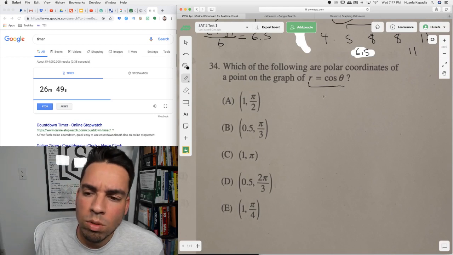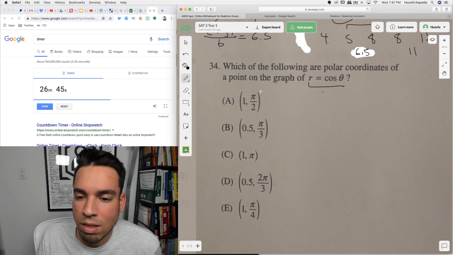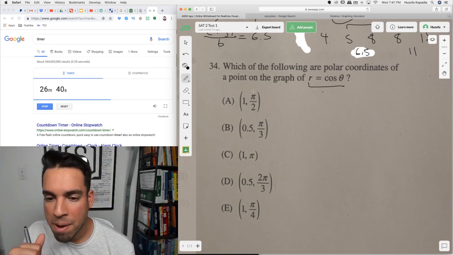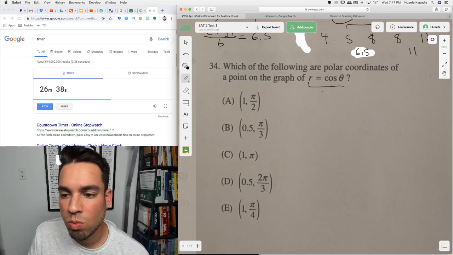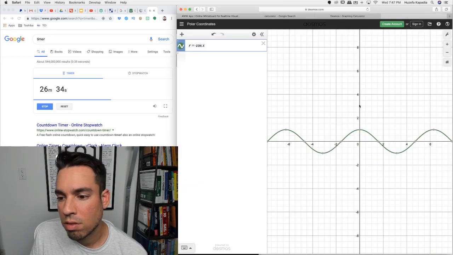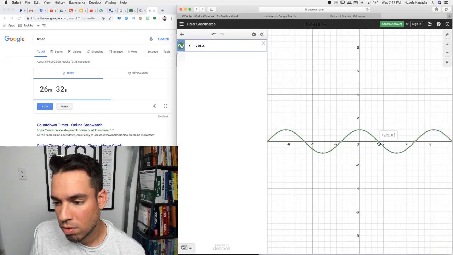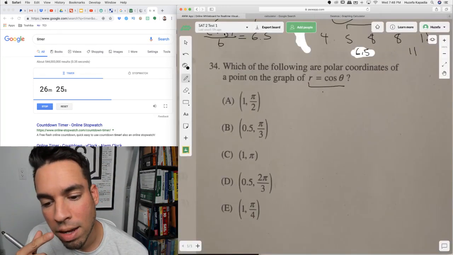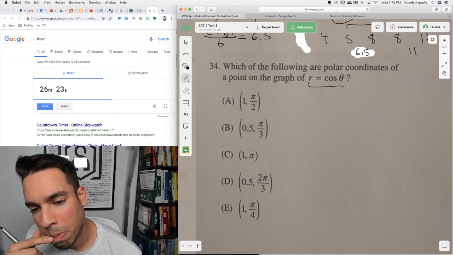But r equals cosine of theta, and I remember the r value is like the distance out, and then the theta is like the angle or something. So 1 and pi halves. Let's see. Oh man, I really don't remember this. I might just guess and then come back.